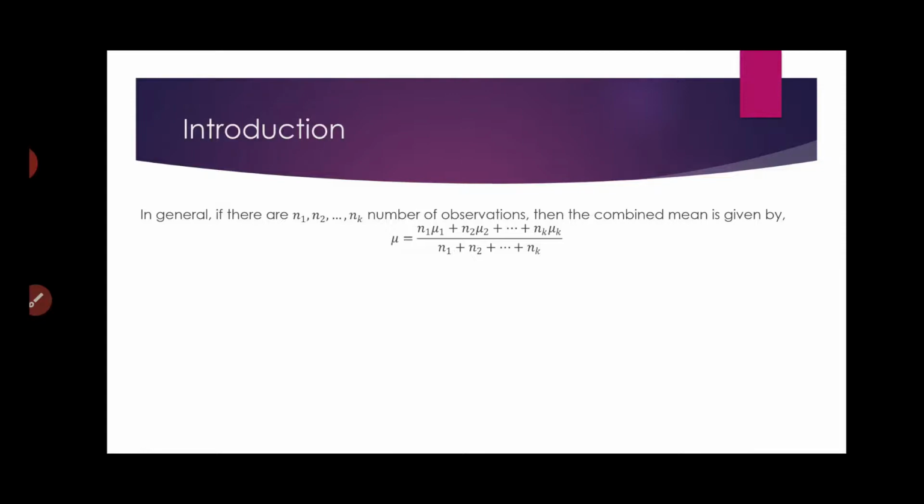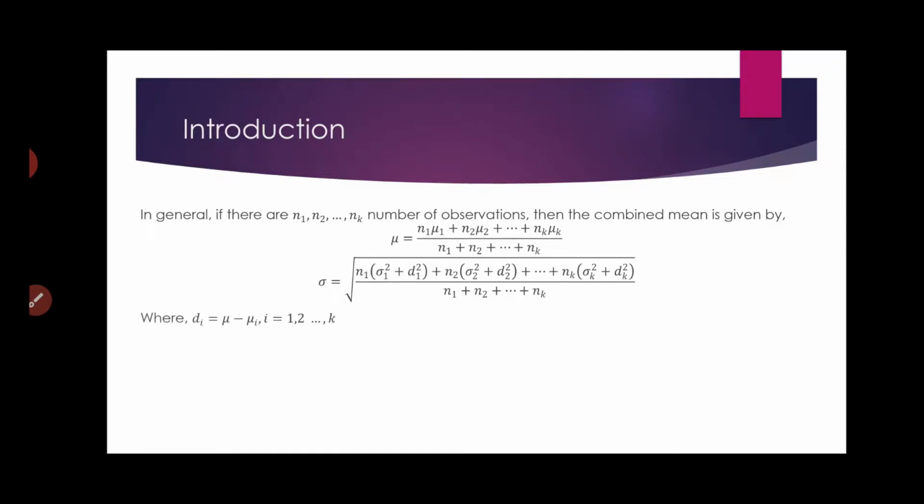plus ... plus nk, and the combined standard deviation is going to be the square root of n1 into sigma1 square plus d1 square plus n2 into sigma2 square plus d2 square plus dot dot dot, and so on till nk into sigmak square plus dk square, divided by the sum. Now obviously what are the di's? The di's are mu minus mui for all i from 1 to k. So let us take a few examples and solve them to understand this concept.